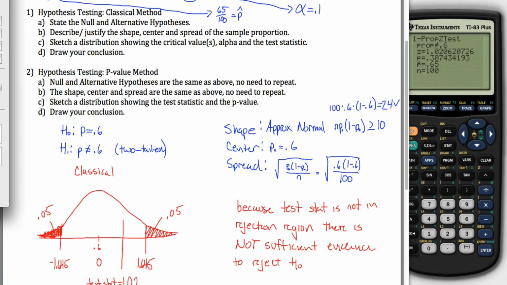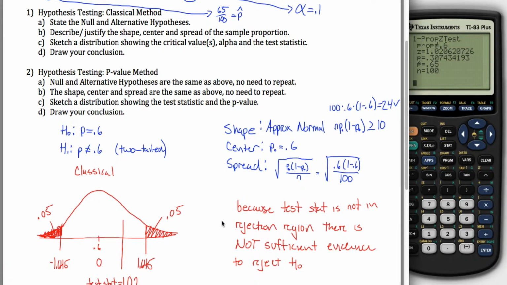Fortunately, part 2 is a little bit easier. Part 2 is same thing, it's hypothesis testing, except now I'm going to use the p-value method instead of the classical method. The nice news is that the null and alternative hypotheses are the exact same. I don't have to rewrite these. And the shape, center, and the spread are the exact same. I don't have to rewrite all this.